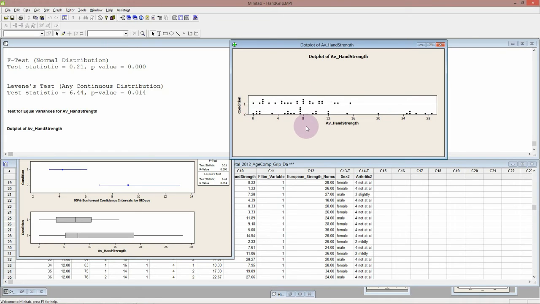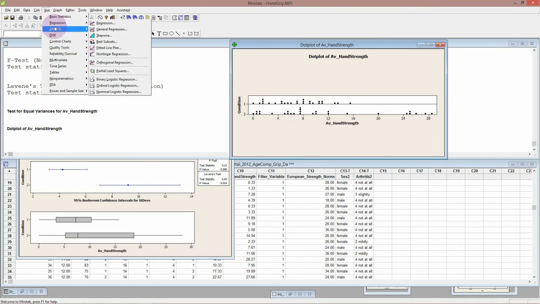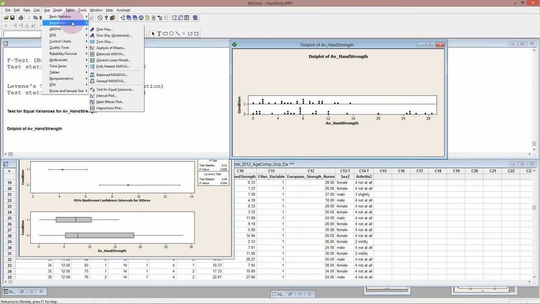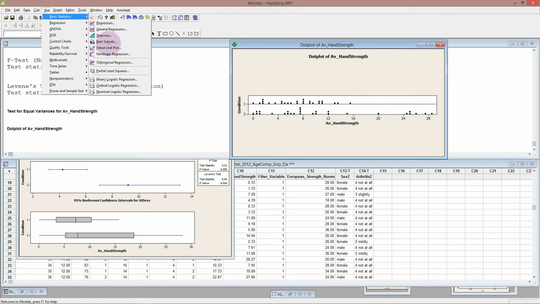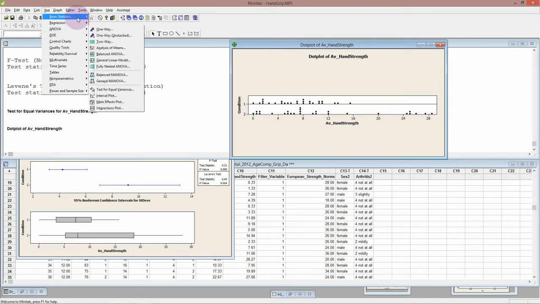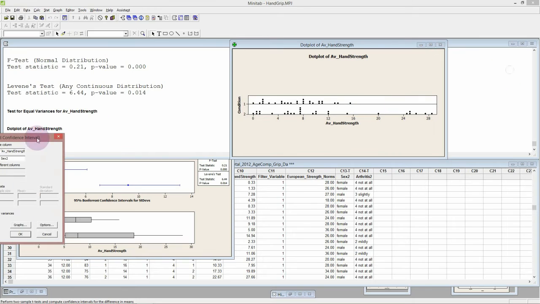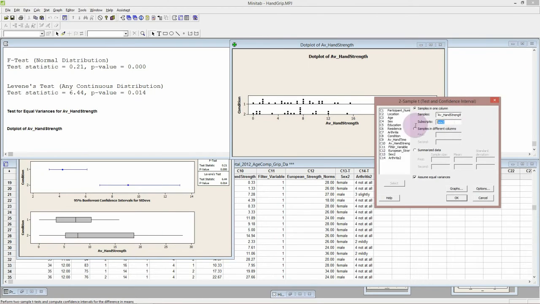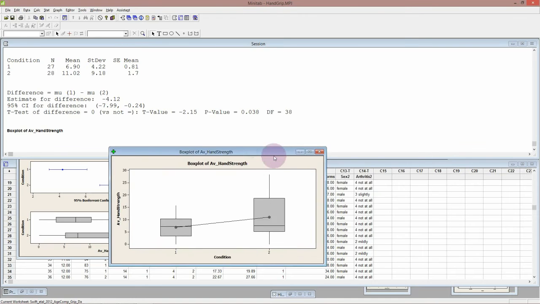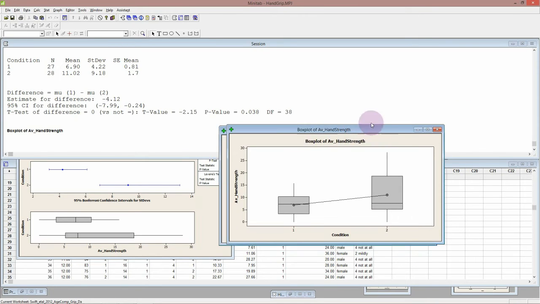So if we were doing a t-test for this, we would choose the option that says the variances are not equal. So where are we? Basic stats, 2 sample t. Take out gender and put in condition. And this here, assume equal variances, we would uncheck that. We're not going to assume equal variances. And it just does a slightly different version of the test.